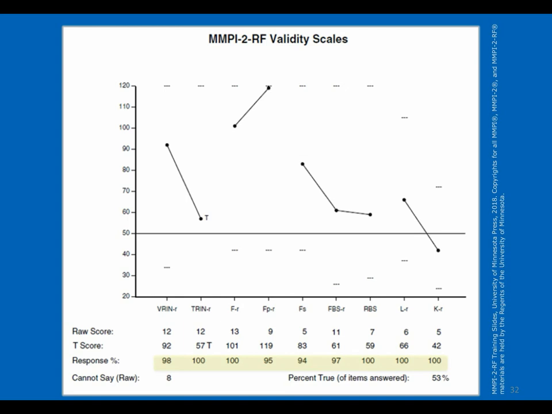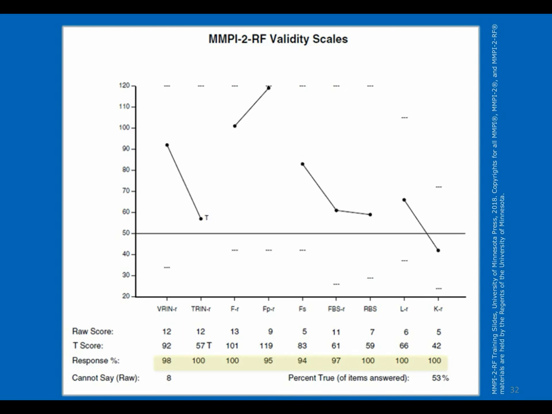So if somebody responds to less than 90% of the questions on a scale, then that's going to impact the scores by artificially decreasing them. And we see that there are no issues with non-responding to any of the validity scales. All of the response percentages are greater than 90%. So now we can turn to interpreting the scores on these scales as indicating invalid responding.